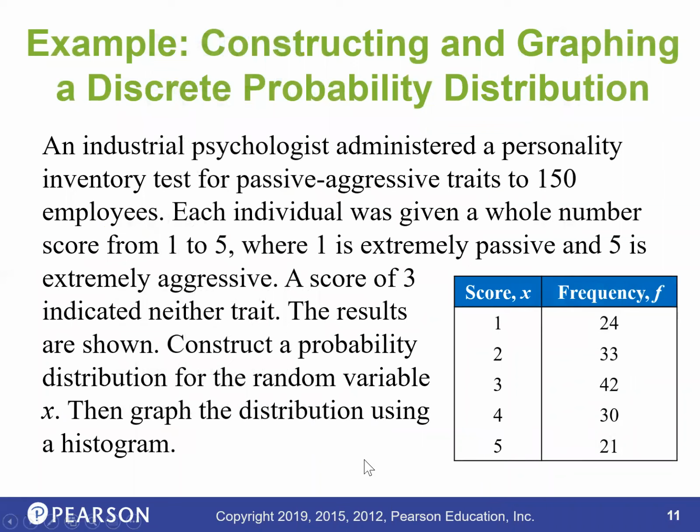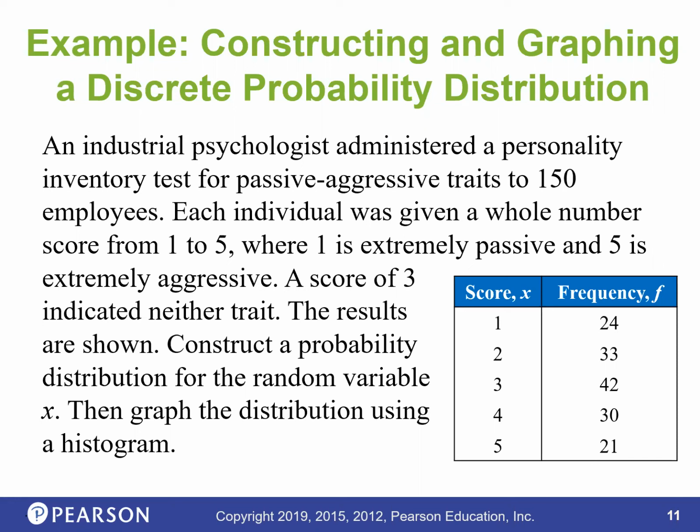Here's an example of it. Industrial psychologists administer a personality inventory test for passive aggressive behavior or traits to 150 employees. Each individual was given a whole number score from 1 to 5. 1 is being an extremely passive person or having passive traits, 5 is being an extremely aggressive person. A score of 3 indicated neither trait. That's cool. The results are shown, and there it is.